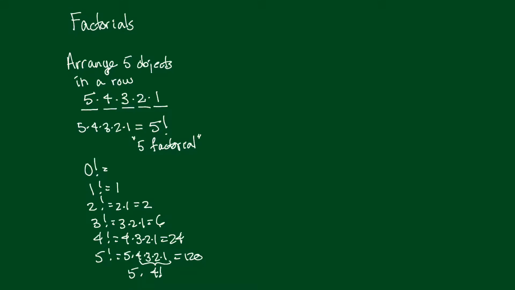Look at 6 factorial, if I can write it here. 6 factorial, well, that's going to be 6 times 5, 4, 3, 2, 1. But look at that part right there, just so we can see. 6 times 5, 4, 3, 2, 1 is 5 factorial. So that means that 6 factorial is 6 times as big as 5 factorial.